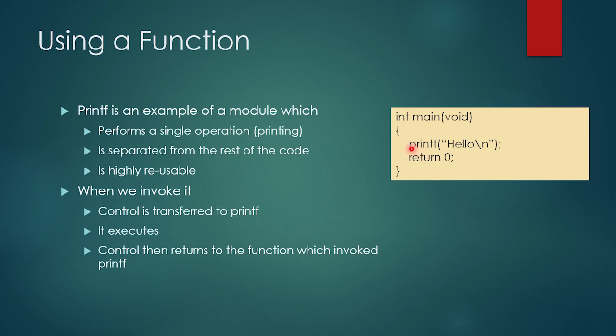Now, when we invoke it, we simply call printf here. It transfers control to the printf function. It does its printing, and then it returns, and it starts to execute the immediate line after it. So this is how functions work. We write them somewhere as a separate unit. When we want them, we invoke them. It transfers control to that code inside the function, executes it, comes back, and continues to execute the function that called it.